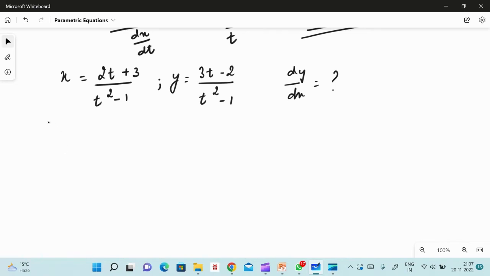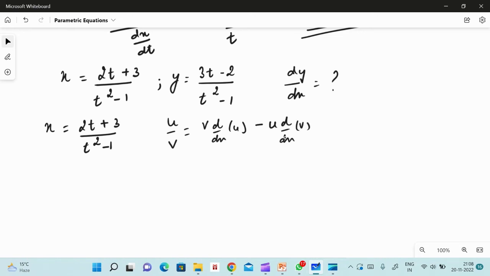Okay, so first of all, we will take the x value. x is equal to 2t plus 3 upon t square minus 1. So we will apply the quotient rule here, in which if we have to take the derivative of u by v, then we have v into derivative of u minus u into derivative of v, and divided by v square. So this is my quotient rule. So I will apply this here.